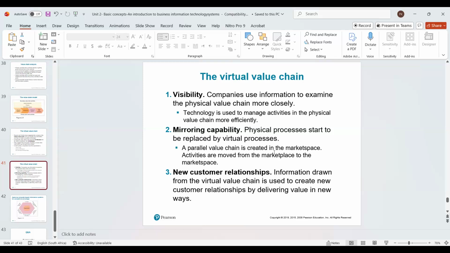So we use technology to manage activities in the physical value chain more efficiently. At this stage, we are using technology to manage all the physical, instead of you coming to campus, having lectures, and going back home and all that. We want to use technology to support this activity by having online classes and all. And then mirroring the capability. Physical processes start to be replaced by virtual processes, and that is one of our activities. We mirror the physical process and then use technology to support.